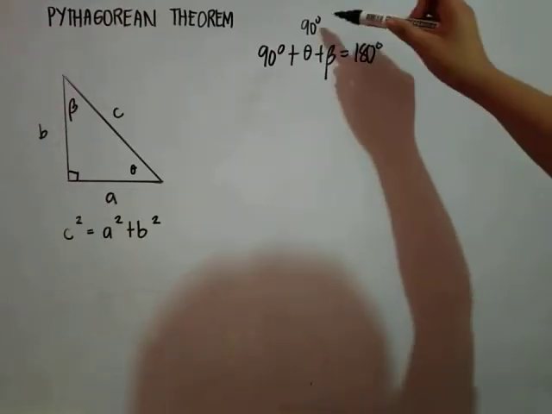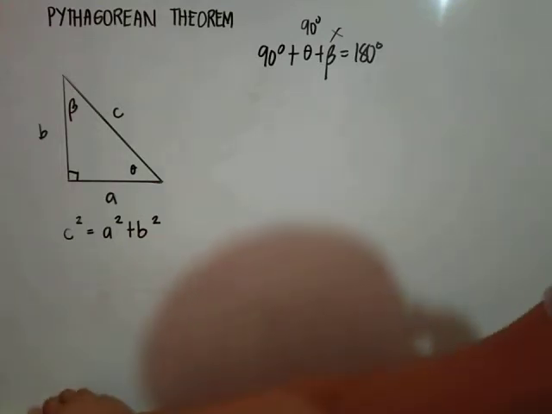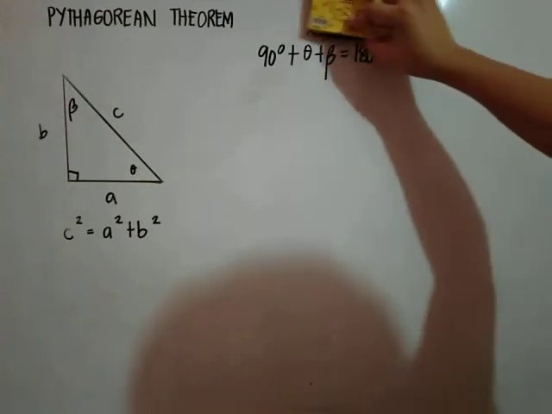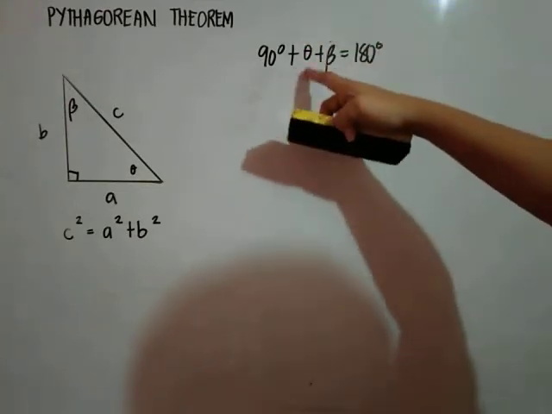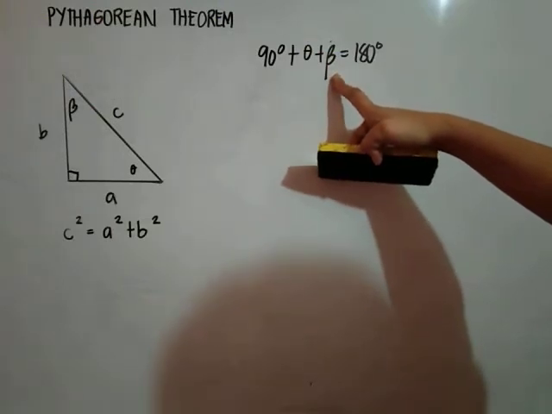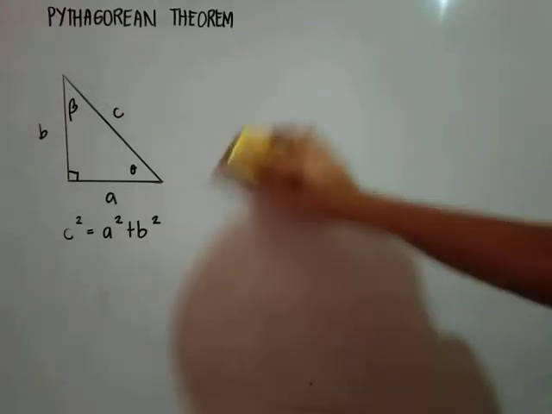So, hindi pwede yun kasi magiging straight line na yun. 0 yung angle. So, bawal yung dalawang 90 degrees. So, meaning, the other two interior angles are less than 90. Meaning, sila ay acute angle.